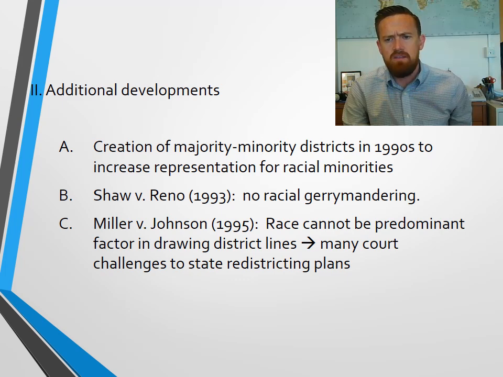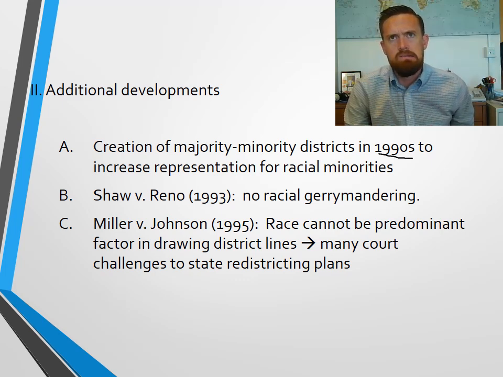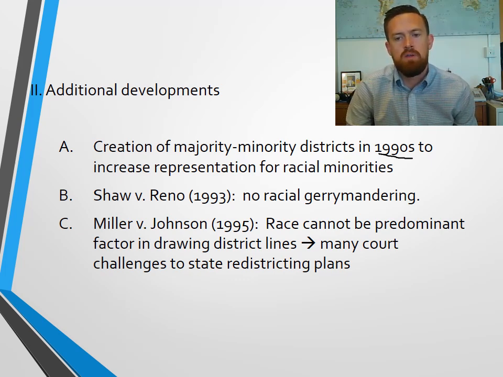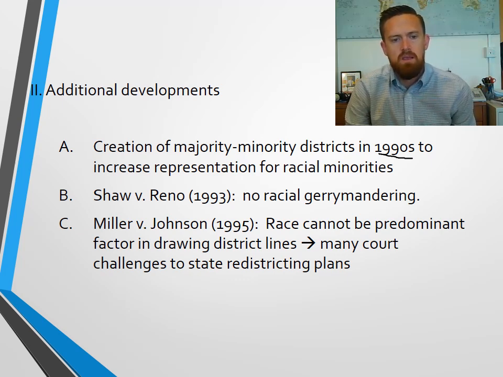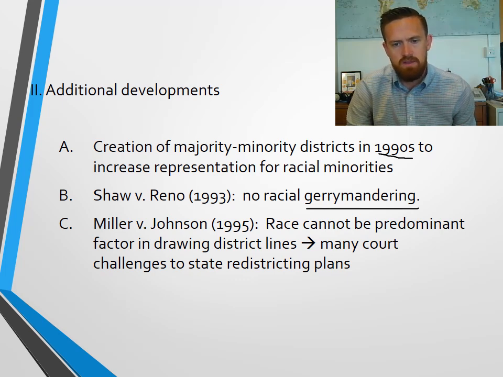In the 1990s, they started to be a little more aware of creating districts that had a lot of minorities in them so that candidates to Congress would become more diverse, because voters would naturally probably vote for somebody who was a little more diverse. In 1993, they said you cannot gerrymander based on race. And in 1995, they said race cannot be a huge factor when you're drawing lines.